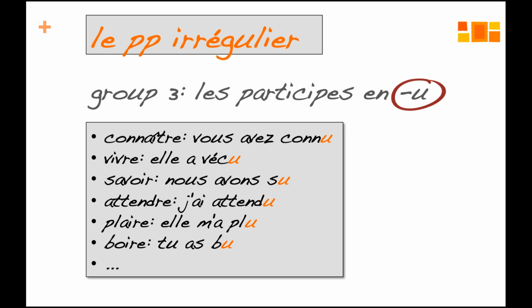And vous avez plaire. Elle m'a plu. Which in English would be something like I liked her, because you can't start that sentence with she as you can in French. Elle m'a plu. I liked her. And boire, which is to drink. Tu as bu, which then is you drank. And there's also lots more. So this is a little selection of group 3, participes en u, past participles ending in u.